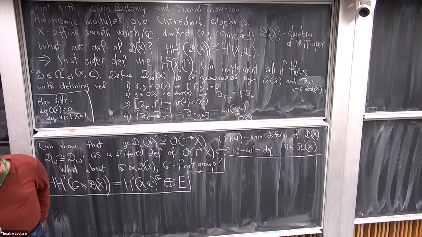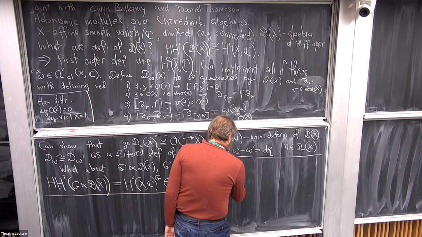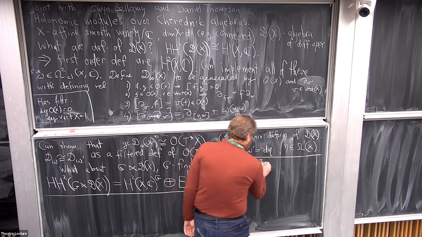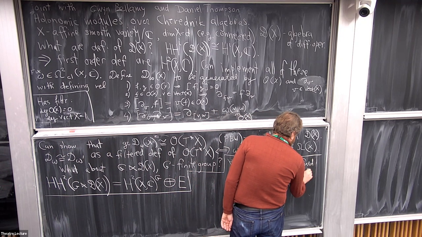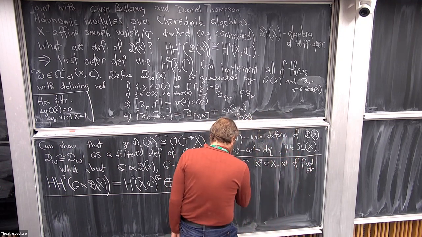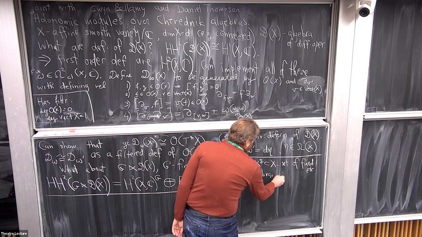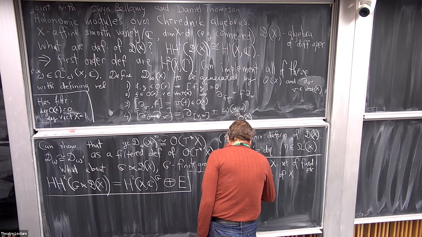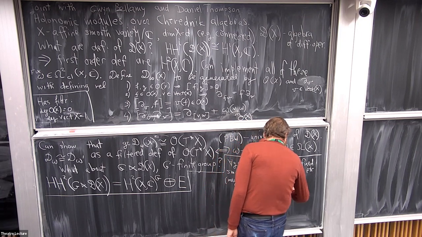To say what this E is, I want to make the following definition. For every element g in G, let me look at the set of fixed points X_g. It is easy to see that this is a smooth subvariety of X, but maybe disconnected, and with components of different dimension.